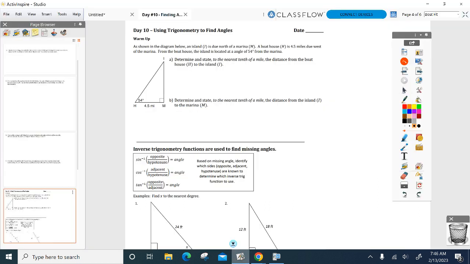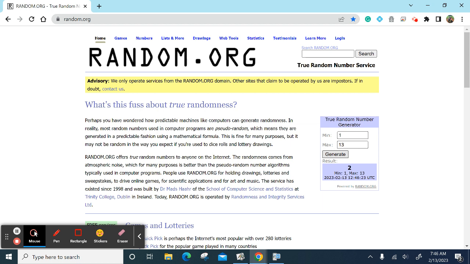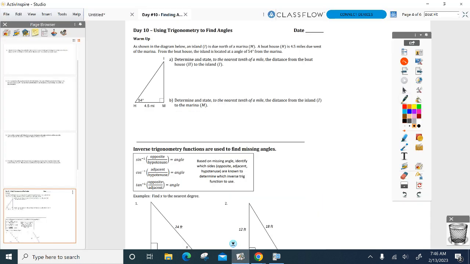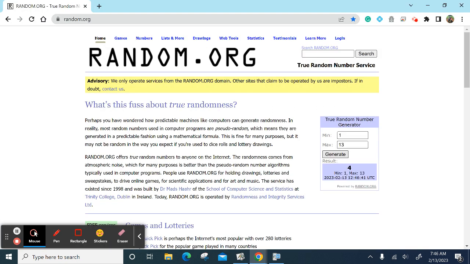Part A, let me know what you use, sine, cosine, or tangent. Let's just get right to it. Sine, cosine, or tangent. What'd you use to find part A? Let's start off with 2. Cosine, yep. I was finding HI. I had adjacent hypotenuse. So I said cosine 54 equals 4.5 over x. We know the deal. We cross multiply. And to the nearest tenth of a mile, what do we end up getting here?